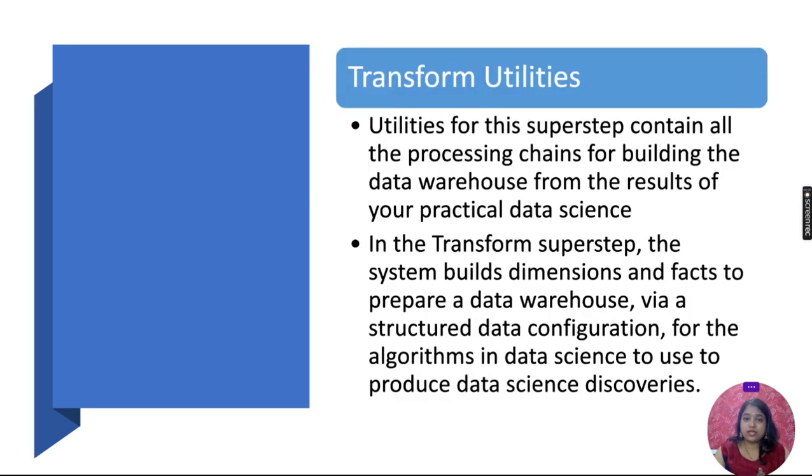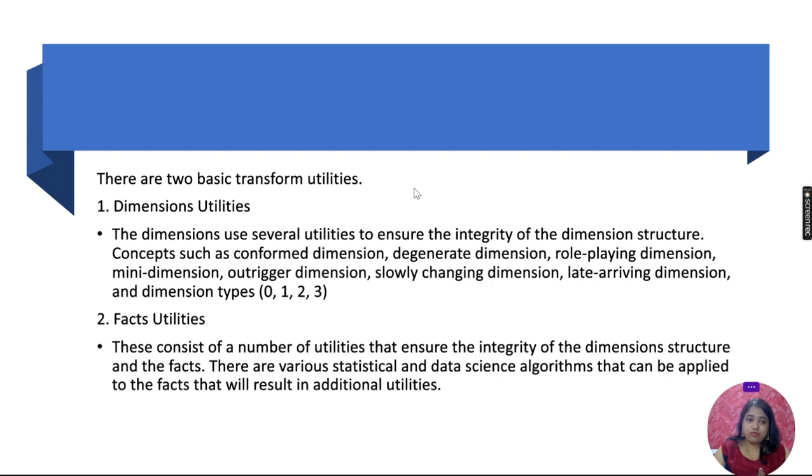Now transform utility. This super step contains all the processing chain for building the data warehouse from the results of the practical data science. And in this step, the system builds dimensions and facts to prepare the data warehouse via a structured data configuration for the algorithms in data science to use to produce data science discoveries. That is why the transform data step is very important.